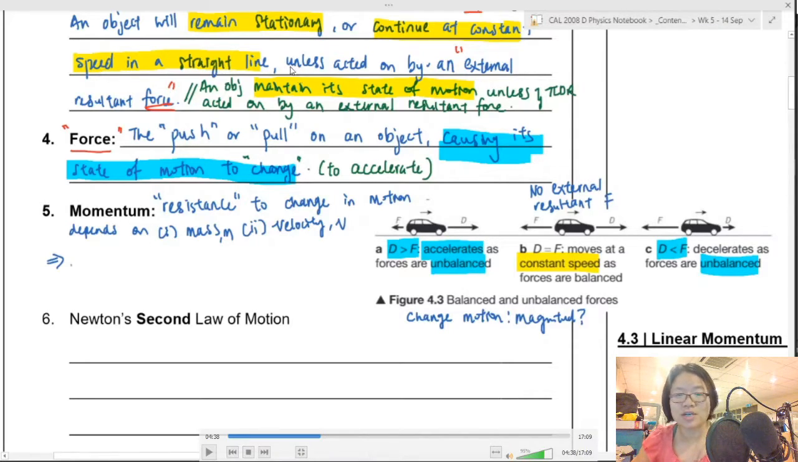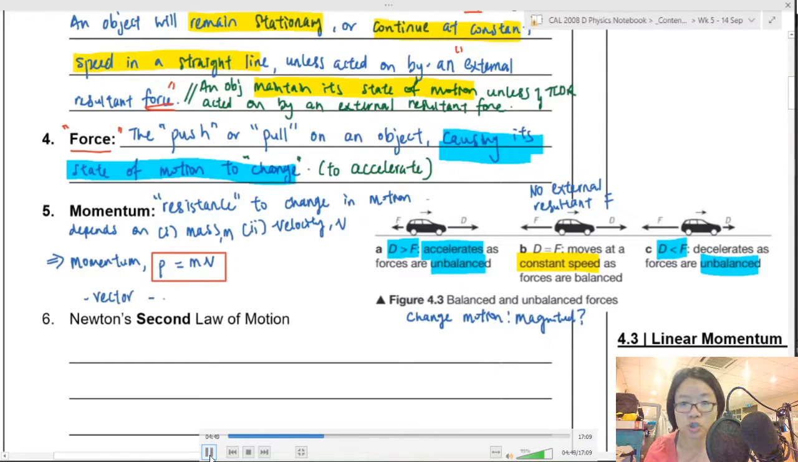Okay. So this means that how difficult it is to change the motion, because now we want to think about, okay, no resultant force, motion won't change. Got resultant force, motion will change. But this change in motion needs to be described properly, hence the term momentum. Okay, and physics people are very lazy. We don't want to keep saying mass times velocity, so we just say momentum. P is mass times velocity. This is a vector quantity, okay, and the unit will be kg meter per second.